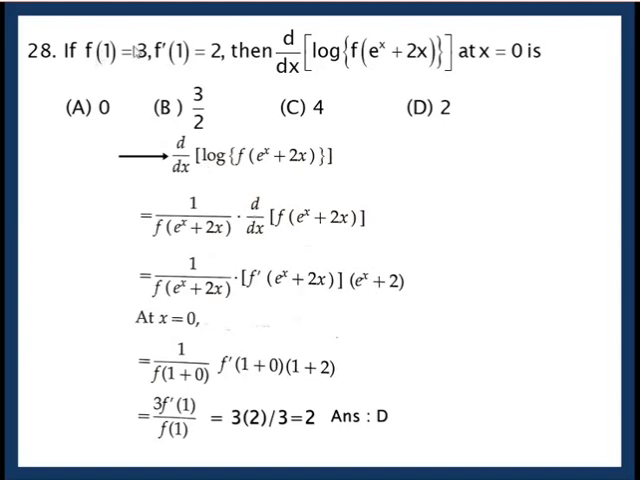Now these values are given. Substitute them. So what is the final answer? It is 2, given in option D. So the correct option is D, Delhi.